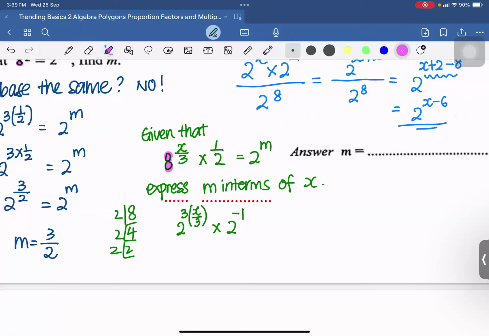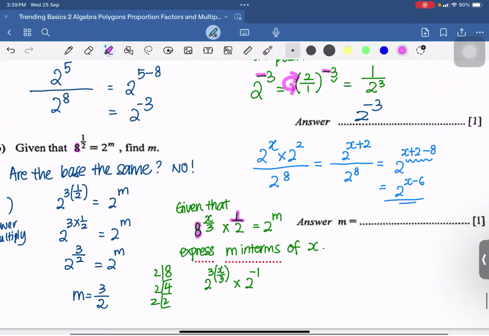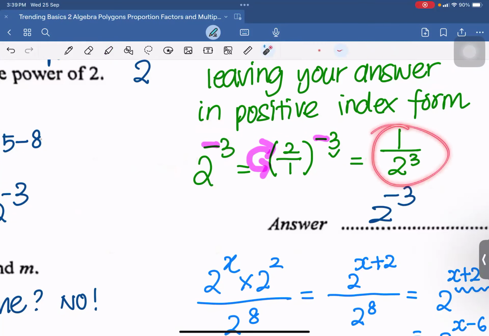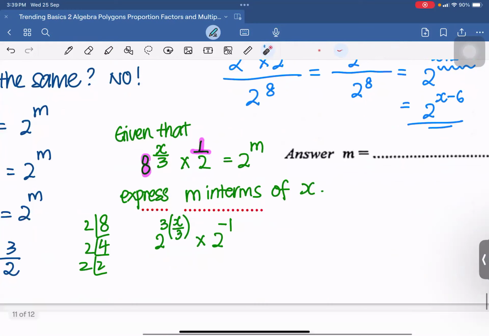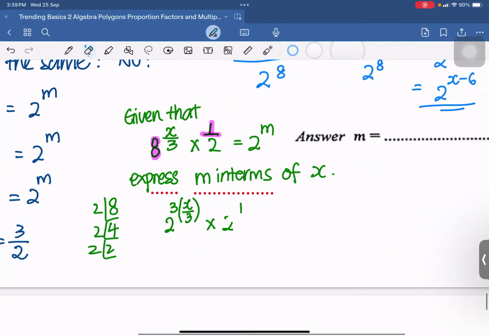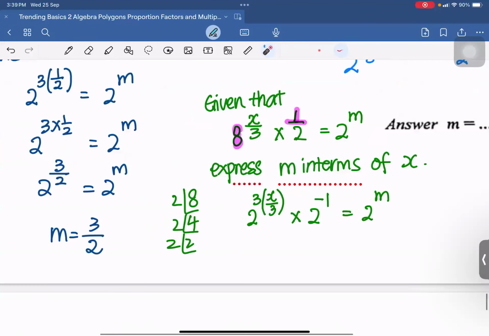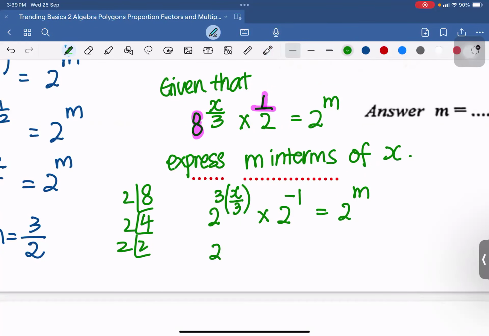When you observe 1 over something, just like the negative power we were doing earlier, a negative power actually flips the fraction. So the moment you see a fraction with 1 over, it means the power is negative 1. Then this whole thing equals 2 to the power of m. Is it possible to simplify this? Bracket means times together. So this becomes 2 to the power of 3 times x over 3, and it becomes 2 to the power of x.